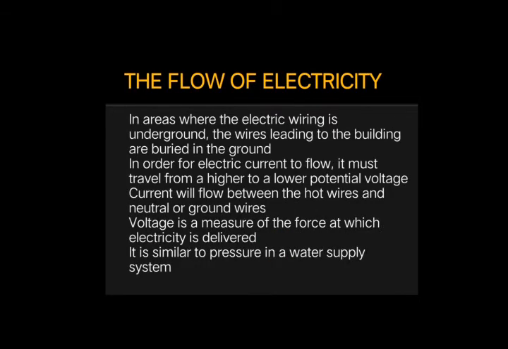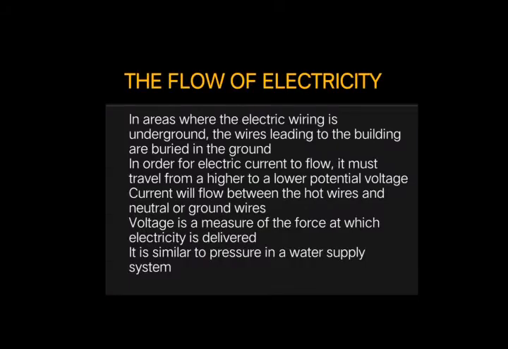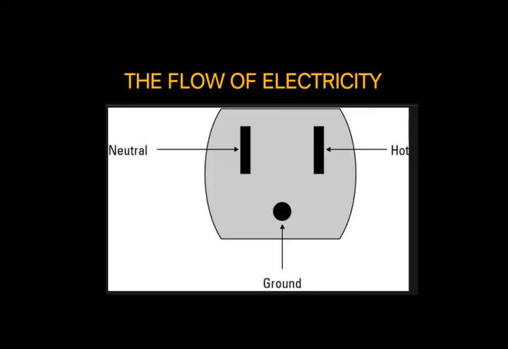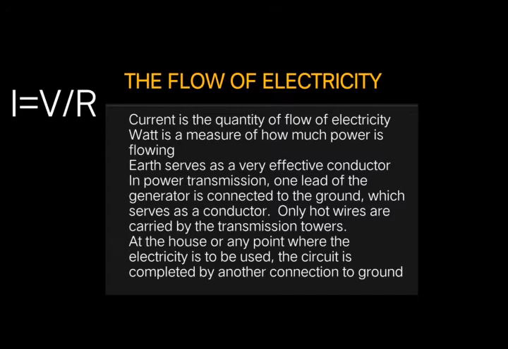In areas where the electric wiring is underground, the wires leading to the building are buried in the ground. In order for electric current to flow, it must travel from a higher to a lower potential voltage. Current will flow between the hot wires and a neutral or ground wire. Voltage is a measure of the force at which electricity is delivered. It is similar to pressure in a water supply system. Current is a quantity of flow of electricity, while watt is a measure of how much power is flowing.